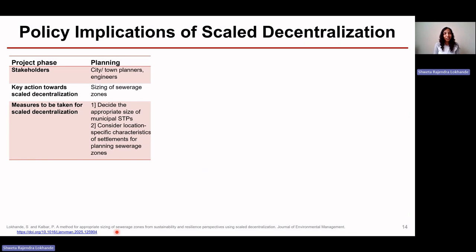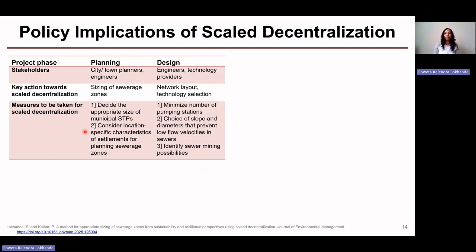Coming to the policy implications. In this table, for different project phases, how different stakeholders can take actions and measures for implementing scale decentralization is presented. For example, in the planning phase, the city engineers or town planners can work towards deciding the appropriate size of the municipal STPs by considering location specific characteristics and accordingly facilitate or reserve land for sewage treatment from a decentralized perspective.